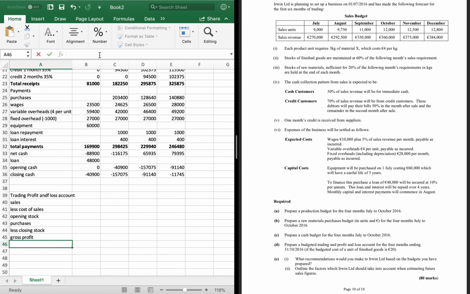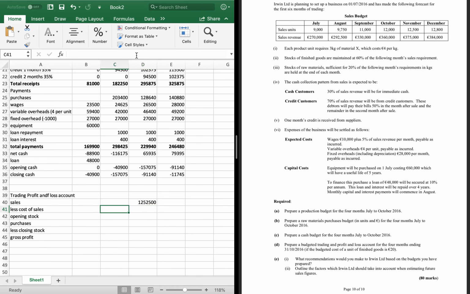So you're asked to produce a trading profit and loss account for the 4 months, right? So these are 4 months, July to October. Your sales are from here. It doesn't matter when you collected the money. So you add up your 4 months. So 270 plus 2925 plus 330 is 892,500 plus 360. Sorry, I've left out a month there. It's 125,500.